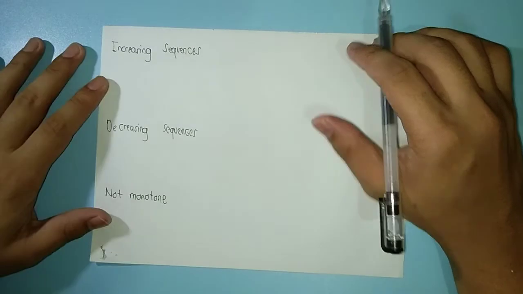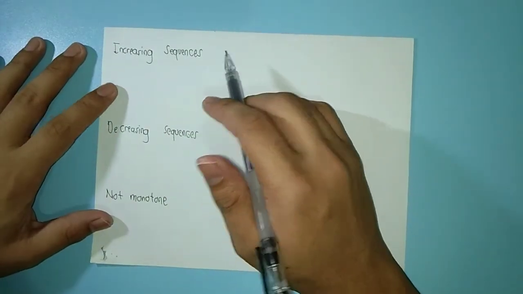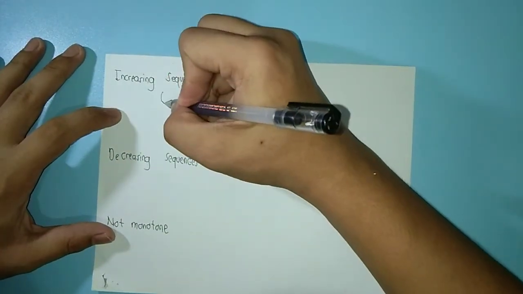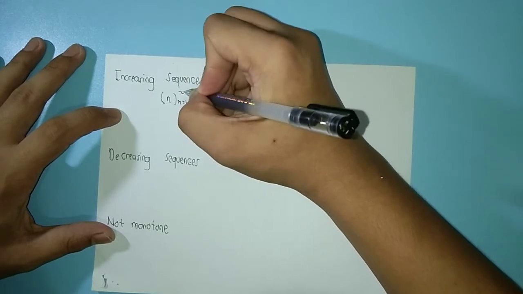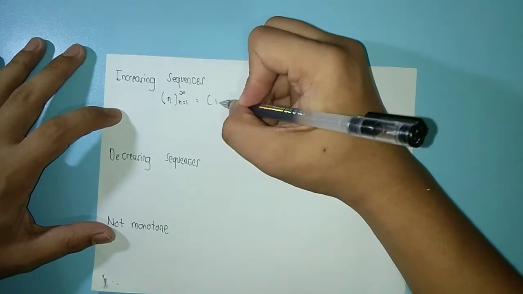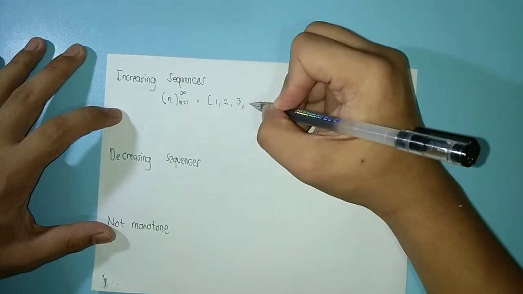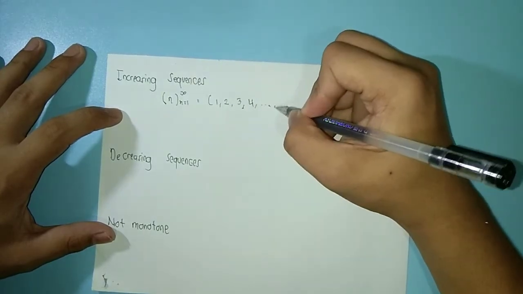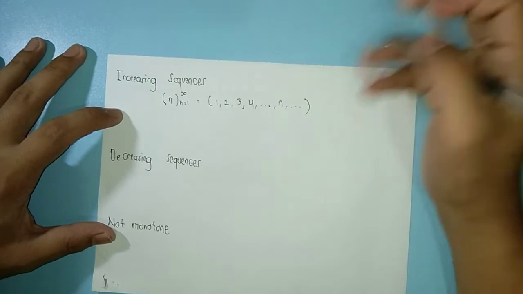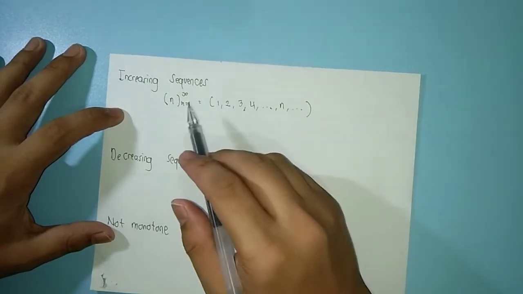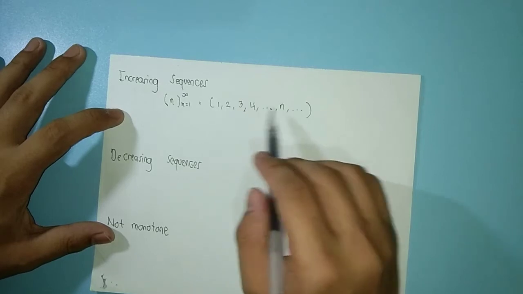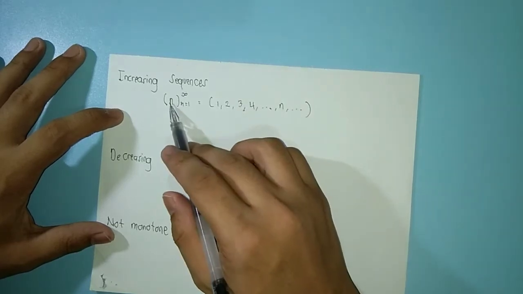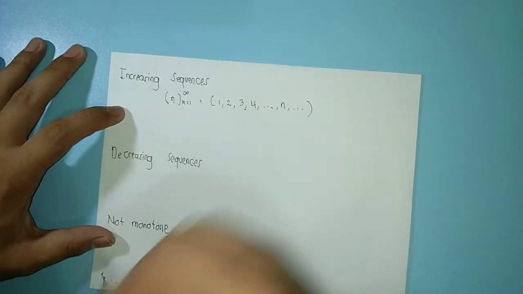Okay, so for example, dun muna tayo sa increasing sequences. So let's say meron tayong sequence na n, n equals 1 to infinity, and that is 1, 2, 3, 4, and so on. Okay, so increasing sequence yan. Kasi habang lumalaki yung ating subscript na n, lumalaki din yung ating values ng a sub n. Okay, so next.